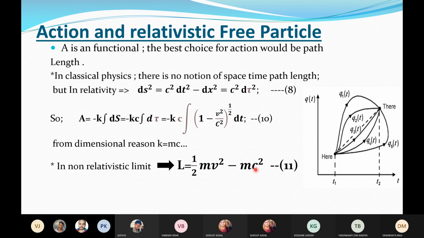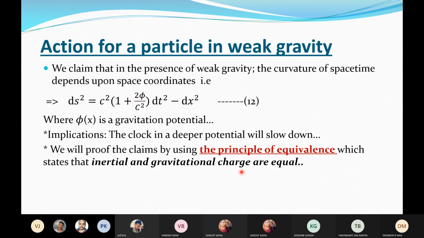So we can explain the Lagrangian from the relativistic point of view also, by arguing that the length in space-time would be a natural choice. And now we will discuss the action for a particle in a weak gravitational field.